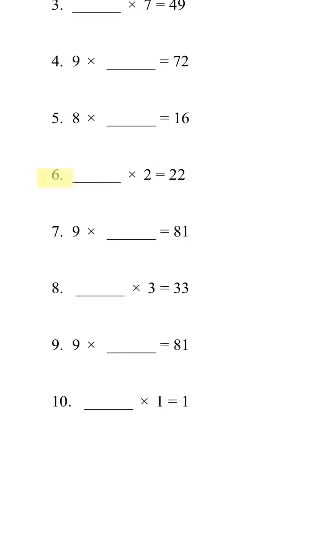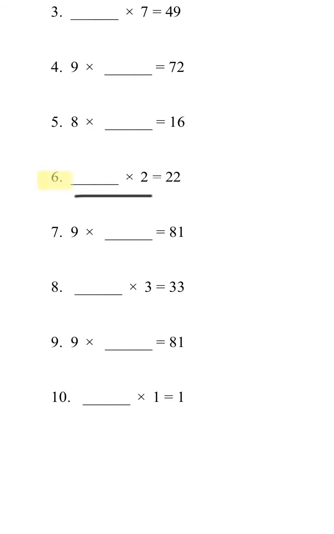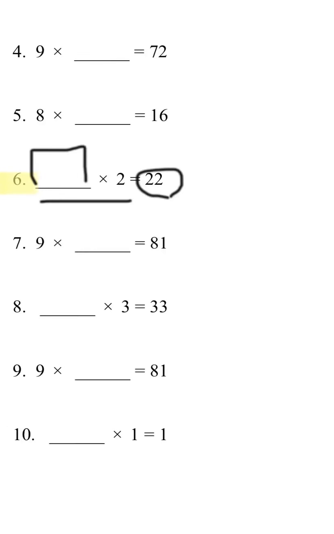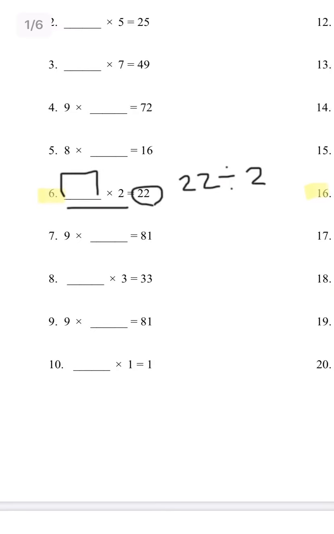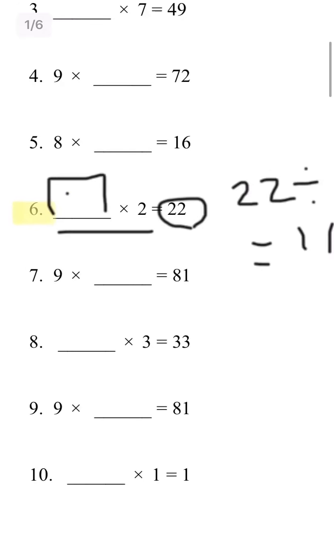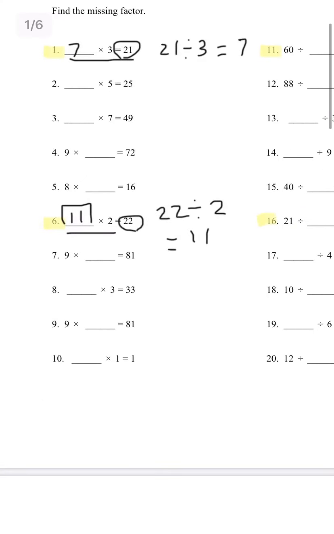Okay, next, number 6. Blank times 2 equals 22. Well, again, what times 2 equals 22? Well, let's do 22 divided by 2. And that equals 11, right? So your answer is 11. Okay.